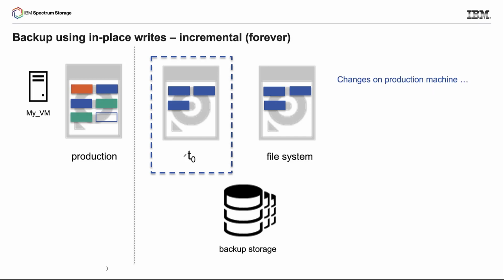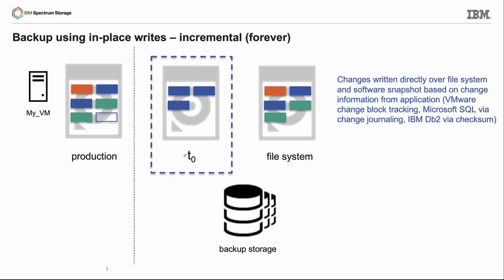Now this is where it gets interesting. We make changes. We add a couple blocks, we change a block. So we're going to use change block tracking that tells us these blocks have changed, and change block tracking in VMware also tells us that the location of the blocks have changed. We know the blocks, we know the location. We'll write those directly over the file system on top. So now the file system looks exactly like what we have in production system.